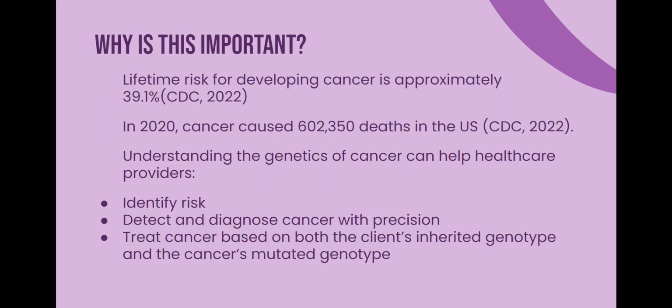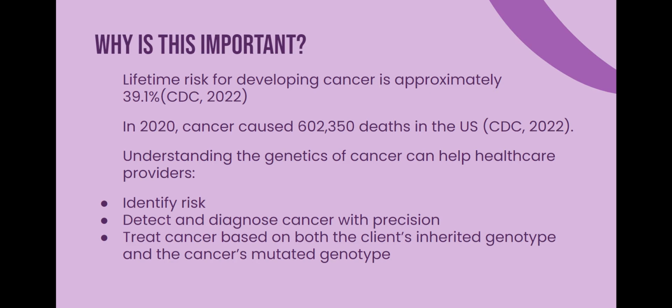So why is it important to study genomics in cancer? Well, cancer is very prevalent. In the United States, your risk over a lifetime of acquiring cancer is about 39.1%. It's going to cause a significant amount of morbidity and mortality. In the year 2020, which is the most recent statistic I could find at the time of this presentation, cancer was responsible for more than 600,000 deaths in the United States.